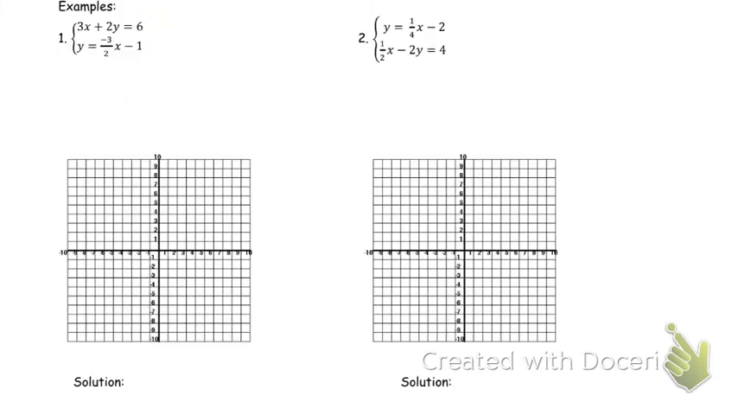Anyway, so let's look at a couple examples. Now, do you guys think these are probably going to go over the two things we just talked about? Probably. There's a good chance, okay? So 3x plus 2y equals 6. y equals negative 3 halves x minus 1.